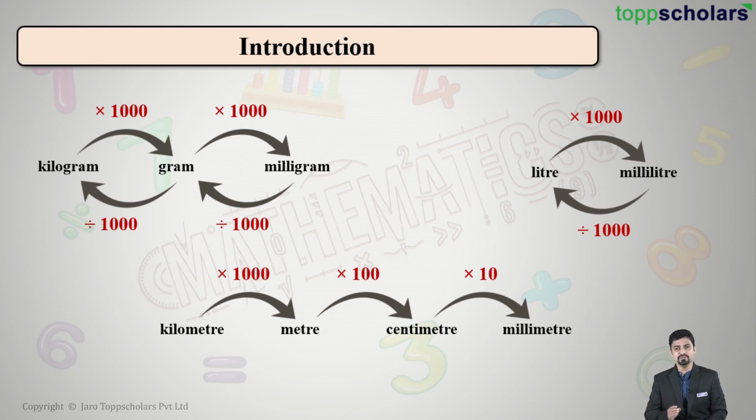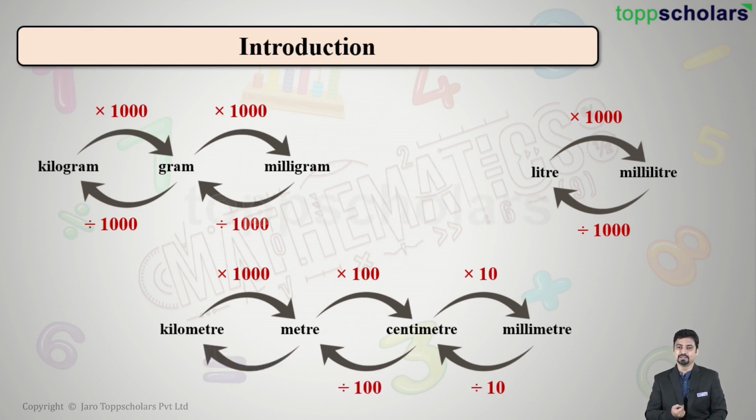Now, let's do it in reverse order. Millimeter to centimeter, we divide by 10. For converting centimeter into meter, we divide by 100. And to convert meter into kilometer, we divide by 1000. So these are the conversions. Now our question was of fruits measured in kilograms and grams. So let us remember the conversion. To convert grams into kilograms, divide by 1000.